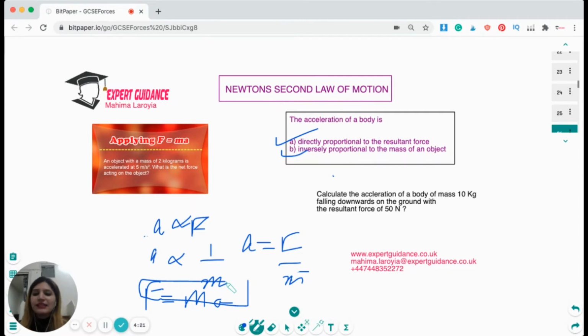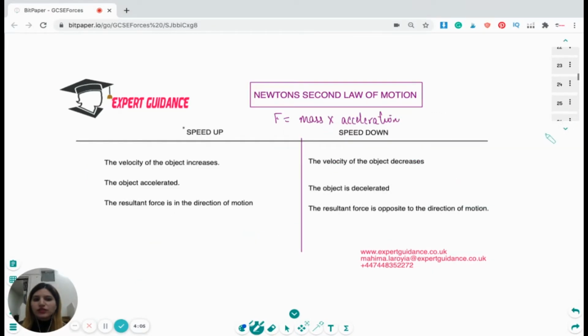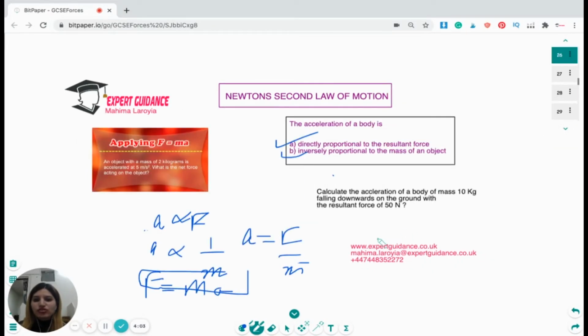And in the exam, they can ask you to work out force, mass, or acceleration by giving you any two of the quantities. Okay, so we can take an example. Calculate the acceleration of a body of mass 10 kgs falling downwards with a force of 50 newtons. So we can use the formula that acceleration is force over mass, and my force is 50 newtons and my mass is 10 kgs. So my acceleration will come to 5 meters per second squared.